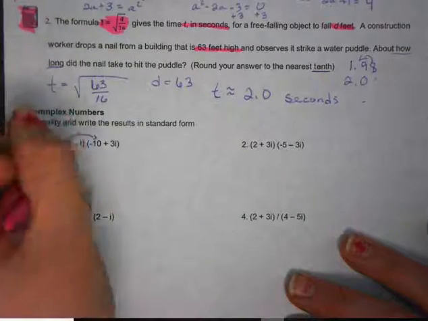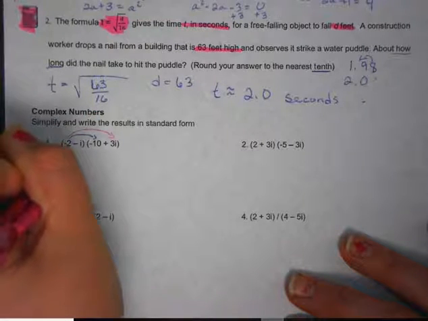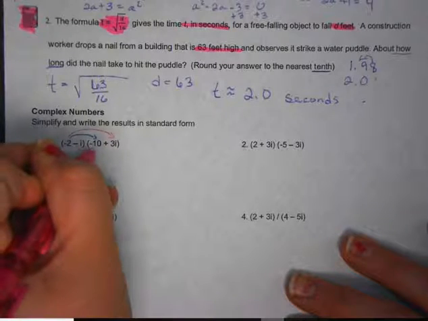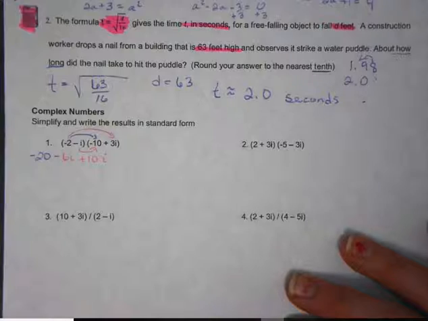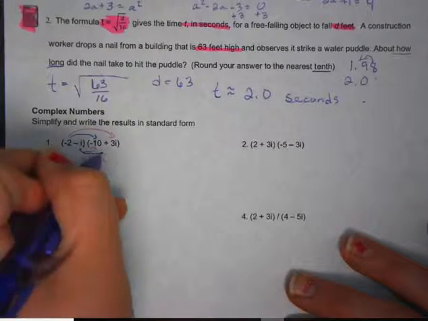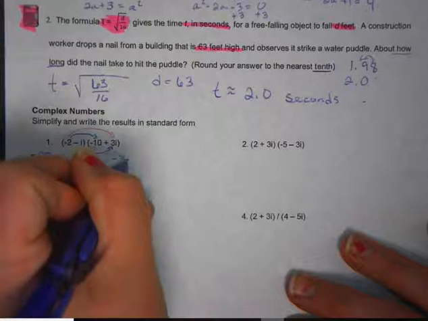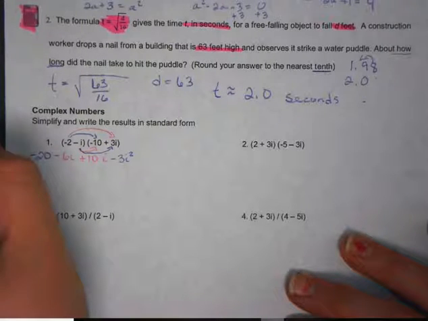And then we have negative 2 times 3i gives me negative 6i. And then I have negative i times negative 10, and that's going to give me positive 10i. And then finally, I have negative i times positive 3i, and that's going to give me negative 3i squared. And we're not going to leave the i squared as i squared. Remember, i squared is negative 1.